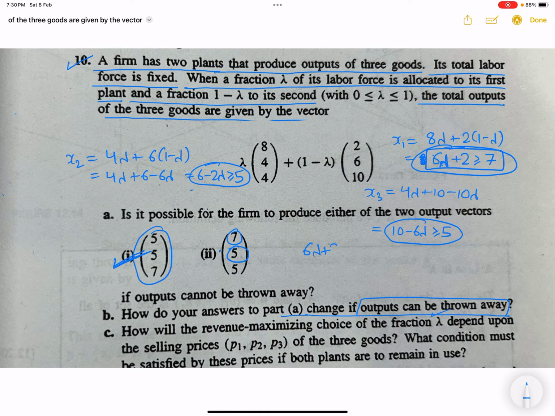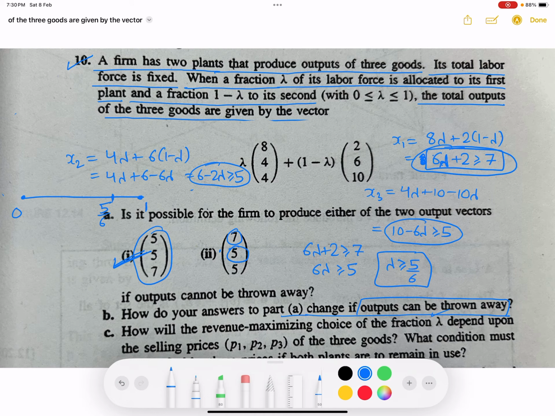Now, x1 gives us 6 lambda plus 2 should be greater than or equal to 7, which means 6 lambda should be greater than or equal to 5. Lambda should be greater than or equal to 5 by 6. So on a number line, lambda can take values between 0 and 1. So we have that lambda should be greater than or equal to 5 by 6. So this area, including 5 by 6.